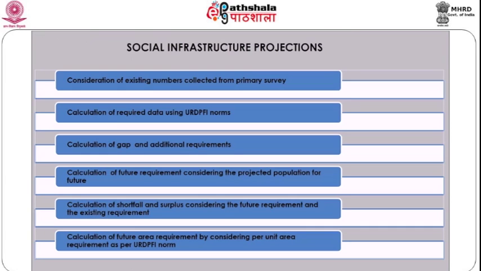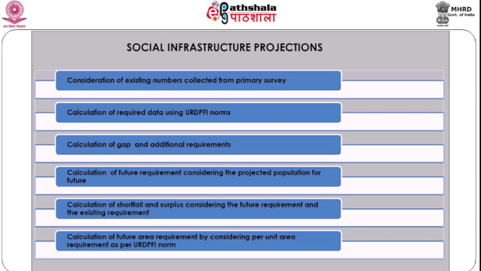Similar to the assessment of the future requirements for physical infrastructure, we also have to estimate the future requirements of social infrastructure, that is how many schools would be required, so in terms of educational facilities, or how many colleges, universities, etc., or for that matter in terms of healthcare, how many hospitals, primary health centers, etc., and also civic amenities, and other facilities which we have discussed as part of social infrastructure.